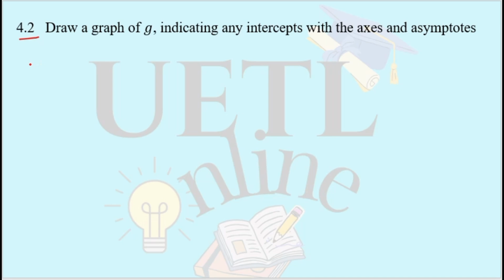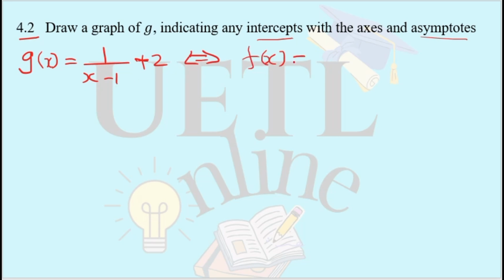Our second part of the question states: draw the graph of g, indicating any intercepts with the axes and asymptotes. So now let's write our equation. g of x equals 1 over x minus 1, plus 2. My best way of drawing the graph is taking the graph where it originated, which is the graph f of x equals 1 over x. We are going to take this graph and use it. The first thing is we are going to take this graph of f and draw it here.